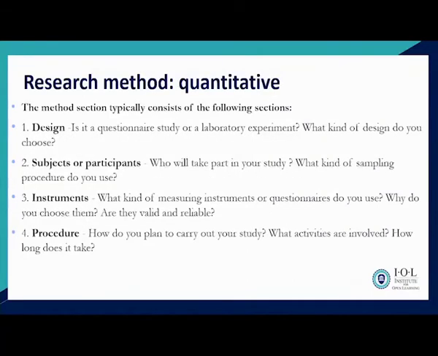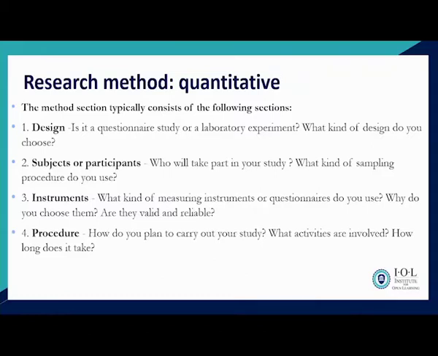Okay, in terms of quantitative method, the method section typically consists of the following sections. You will have design. Is it a questionnaire study or laboratory experiment? What kind of design do you choose? You have to make your choice clearly from the onset. Subject or participants, you need to indicate who will take part in your study. What kind of sampling procedure do you use?